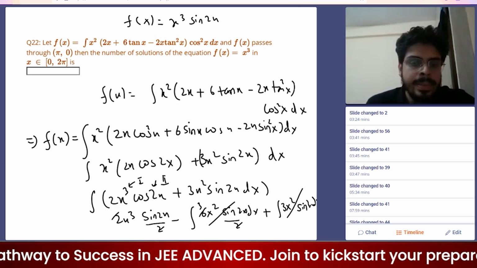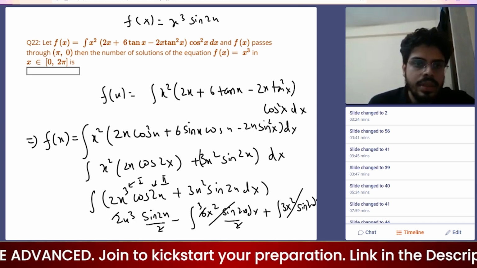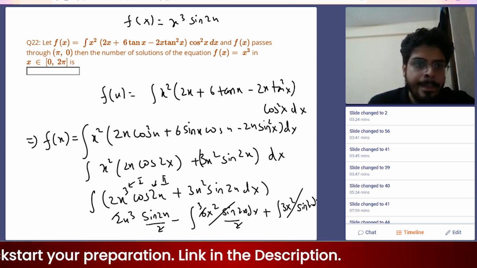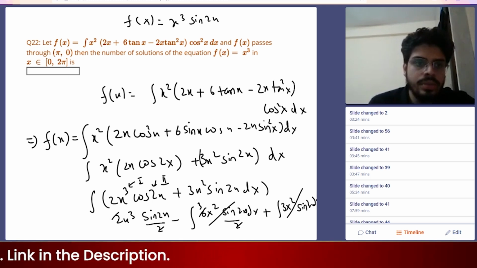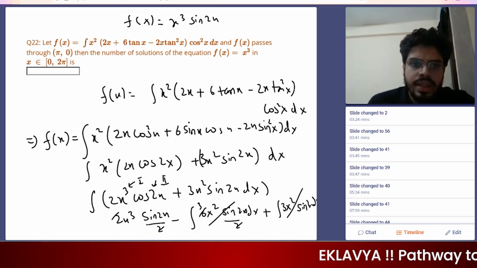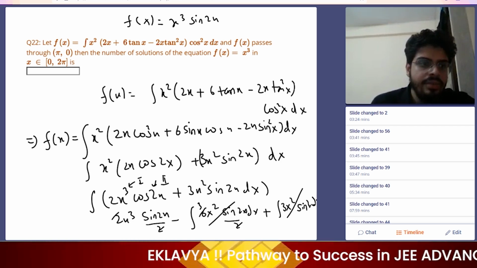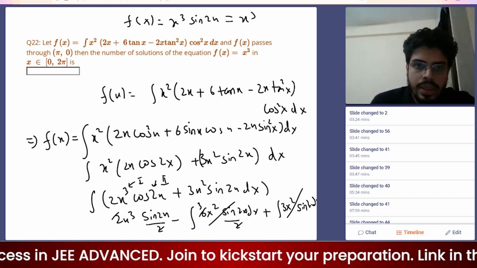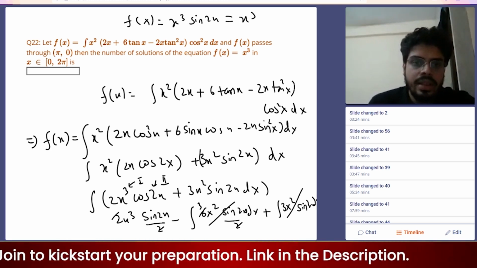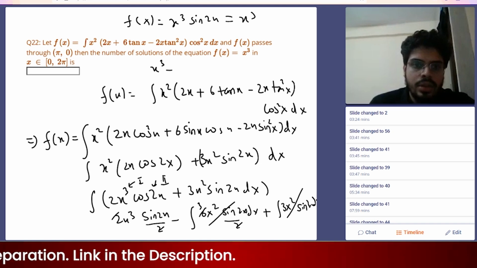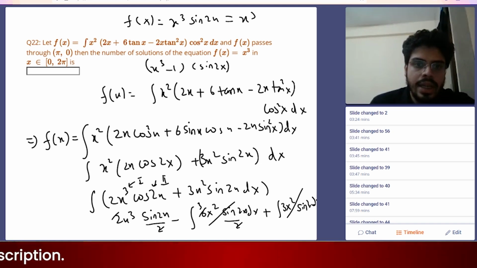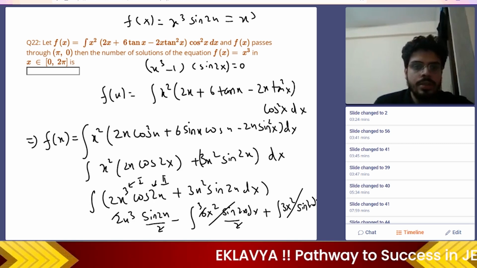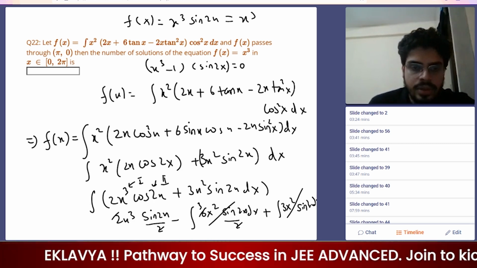Now they are saying that f(x) passes through this point, so we can write plus c, and c will be 0 because the point is pi comma 0. So c will be 0, and f(x) is equal to x cube sine 2x. Now they have given f(x) is equal to x cube. So x cube sine 2x is equal to x cube. From here we'll get x cube into sine 2x minus 1 is equal to 0. Now we have to find the number of solutions for which this is possible.